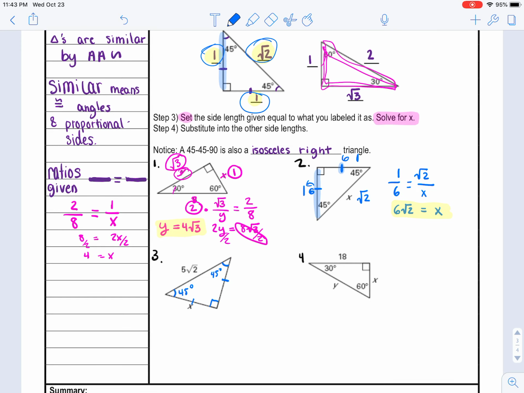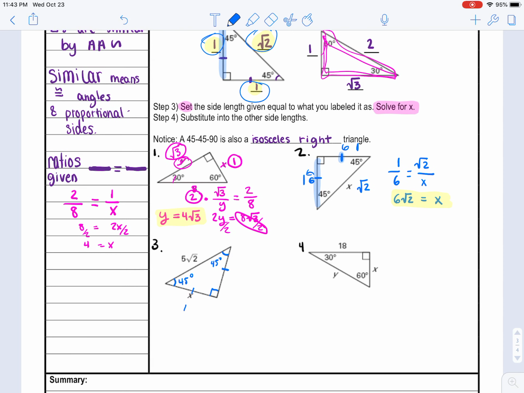And if it's a 45, 45, 90 triangle, then we label each leg 1, and then we label the hypotenuse radical 2, and then set up a proportion. Again, our ratios go on top. So we're going to put radical 2 and 1 on top. But then what are we going to put on bottom? Well, what goes with radical 2 is this 5 radical 2. And then what goes with 1 is the x that we're trying to solve for.